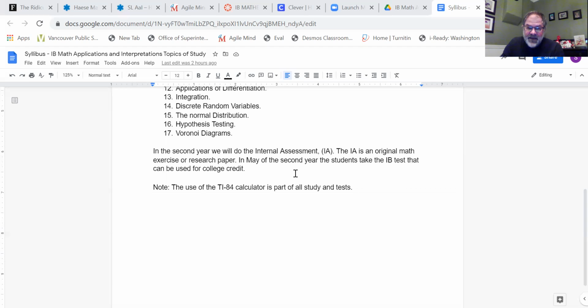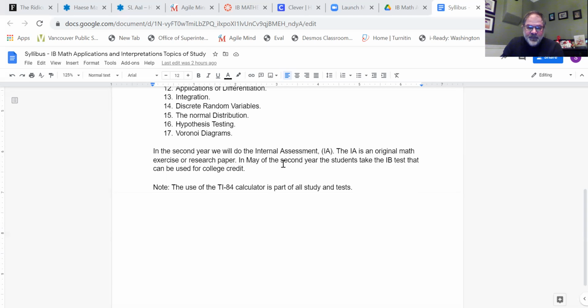And then in May, starting in April, we'll do a big review of all this, and then they'll take their final, which is a practice IB test, and then they'll take the IB test after that in the first weeks of May is when the IB test comes. It changes every year what day it's on.